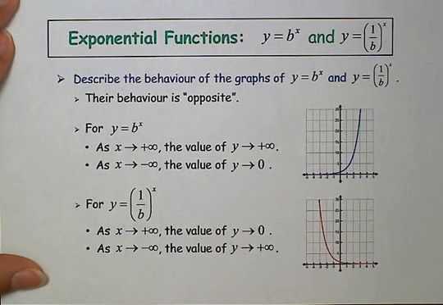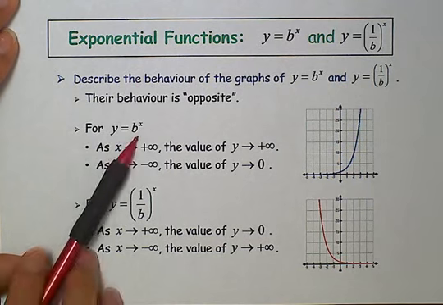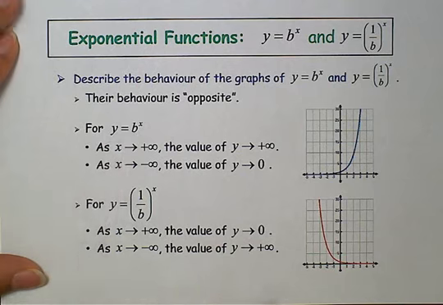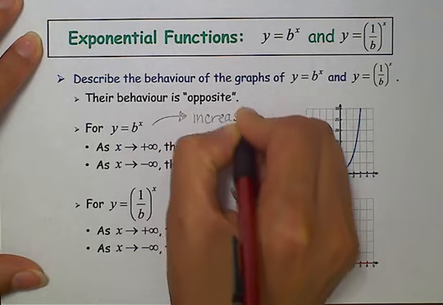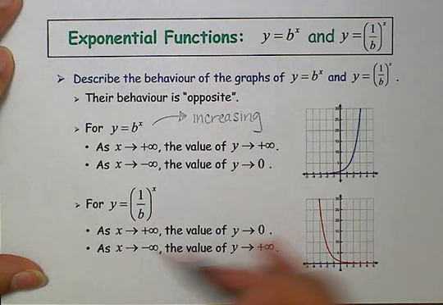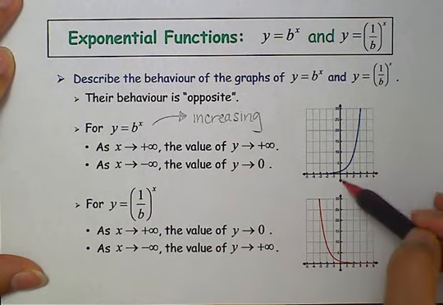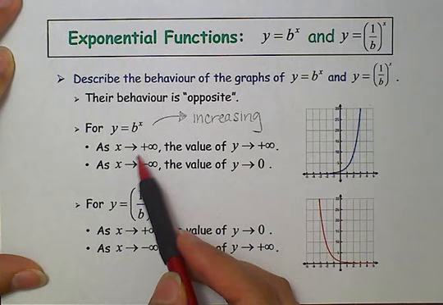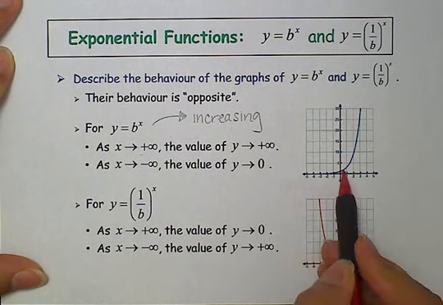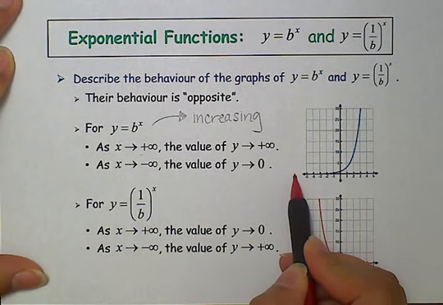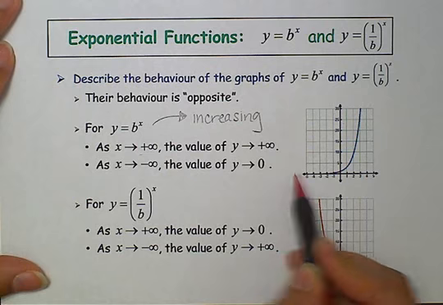And so it says, describe the behavior of the graphs of y equals b to the exponent x and y equals 1 over b to the exponent x. And what you'll notice is that their behavior is opposite. So for y equals b to the exponent x, the function is increasing. And you can see that in the graph as well. So what that means is, as the value of x gets larger, so does the value of y. And so as x approaches positive infinity, the value of y approaches positive infinity. And as x gets smaller towards negative infinity, the value of y decreases towards 0. Okay? So this is an increasing graph.